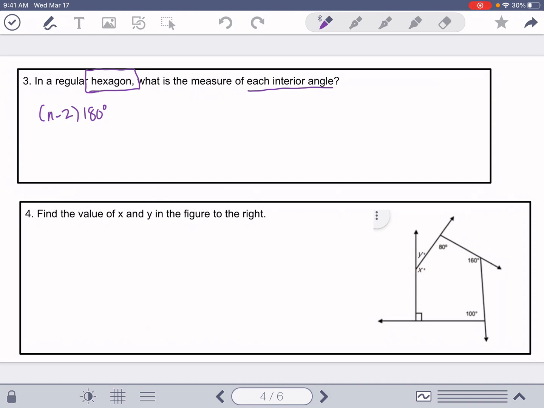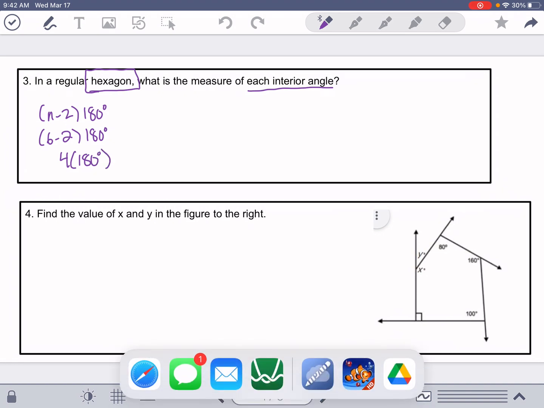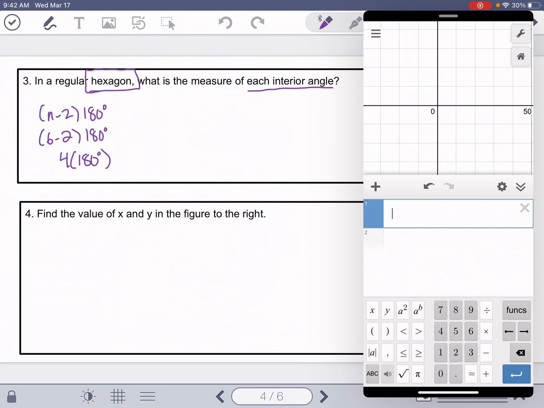The other thing you could do if you don't want to go back and look is you can just pull up your Google search bar and say, how many sides does a hexagon have? Google will tell you the answer. So 6 minus 2 times 180 would be 4 times 180. Whew, that's a pretty big number right now. Let's just multiply. 720.